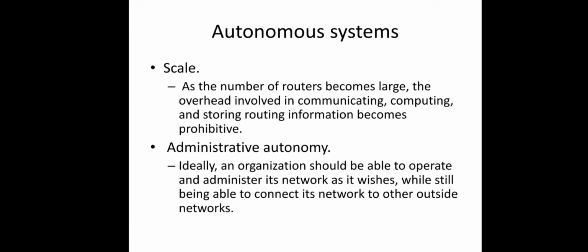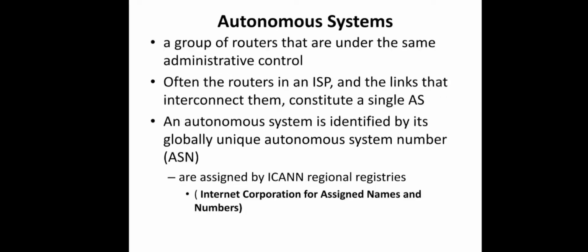In an ideal case, an organization should be able to operate and administer its network as it wishes. At the same time, it should be able to connect its network to the outside networks. Both of these reasons led to organizing the entire set of routers inside the internet into groups called autonomous systems. An autonomous system is actually a group of routers that are under the same administrative control.